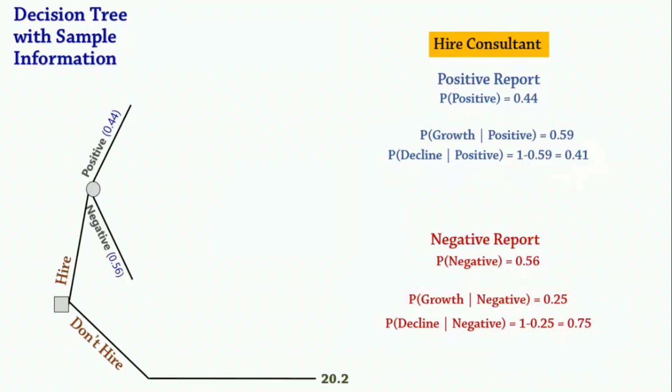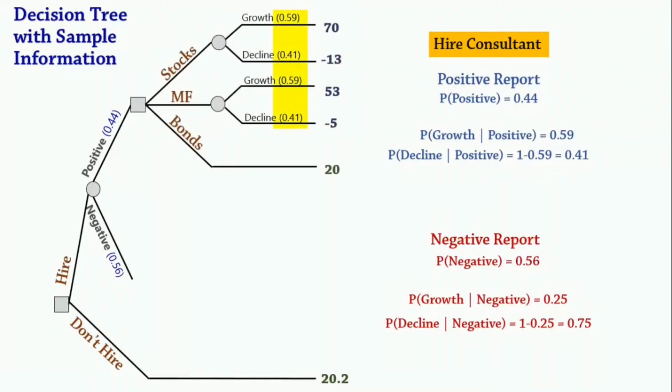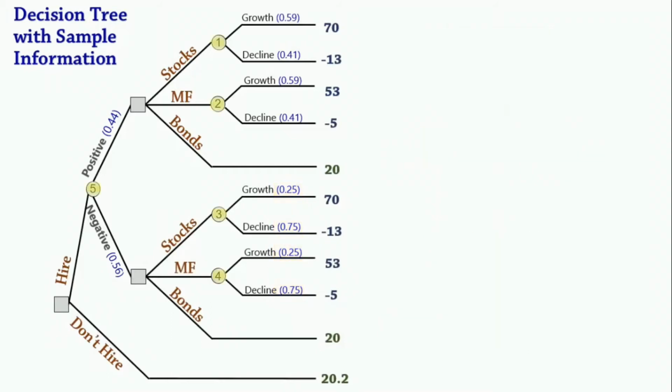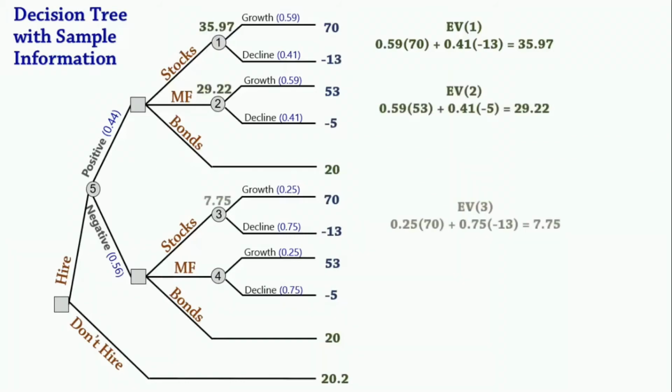So if the report is positive, we paste the original tree here with posterior probabilities 0.59 and 0.41. We do the same for negative report with probabilities 0.25 and 0.75. The chance nodes have now been labeled 1 to 5 for reference purposes as we calculate the expected values. The expected value for node 1 is 0.59 times 70 plus 0.41 times negative 13, which equals 35.9. In similar fashion, we calculate the expected value for node 2, for node 3, and for node 4.